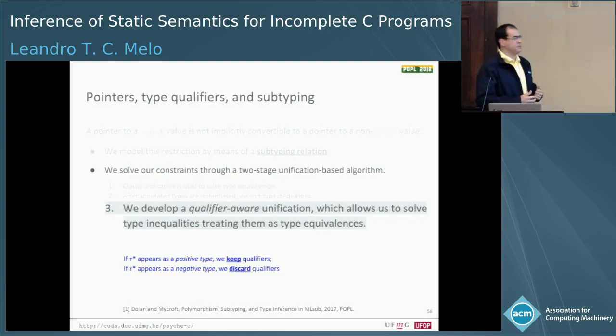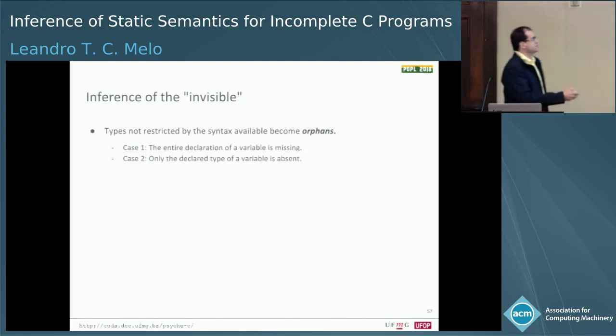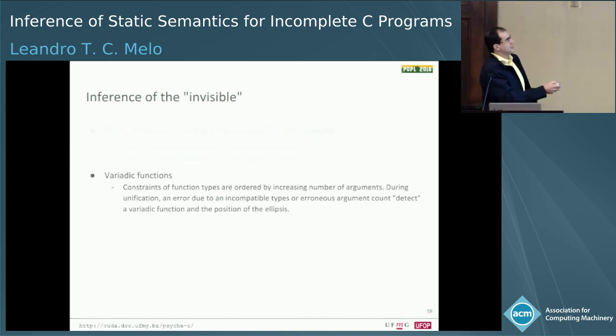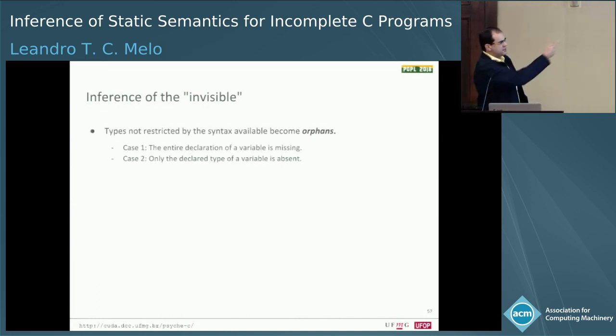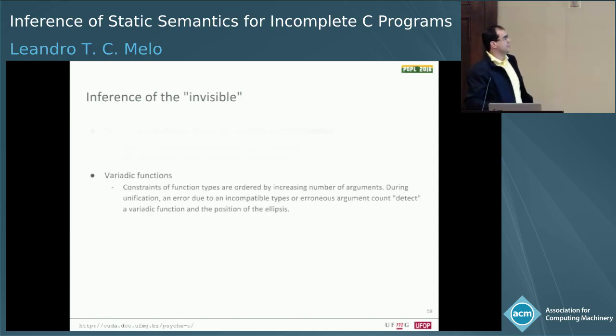They deal with subtyping unifications. And if the pointer type appears as a negative type, we discard the qualifiers, right? So there are other things that are interesting to do in the inference of C, like when we have orphans. There's an example, please take a look in the paper, for what we do in the orphan case.